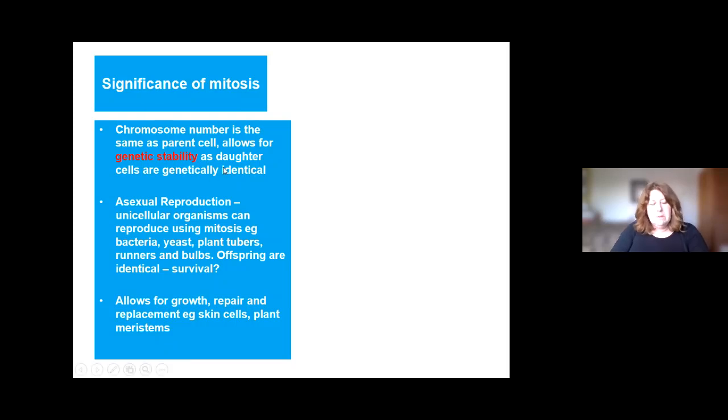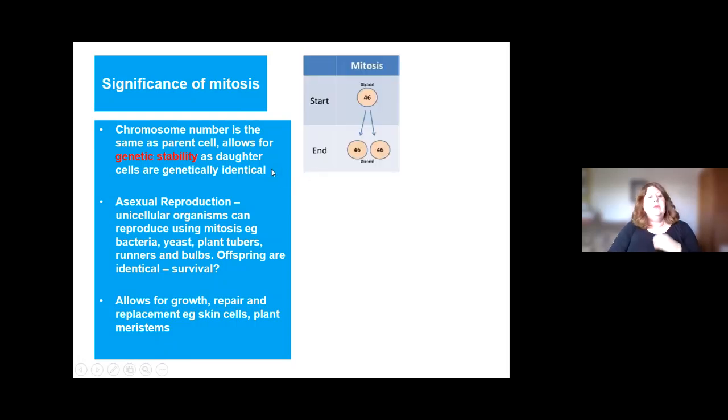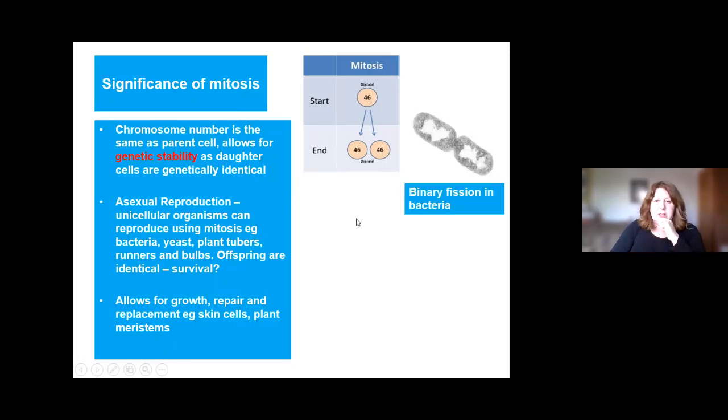The next is that it maintains genetic stability. As I've said, in mitosis we produce daughter cells from the parent cell that are genetically identical. They're clones, they've got the same number of chromosomes, and the alleles will be the same. And the last part is asexual reproduction, because some organisms use mitosis as their method of reproduction.